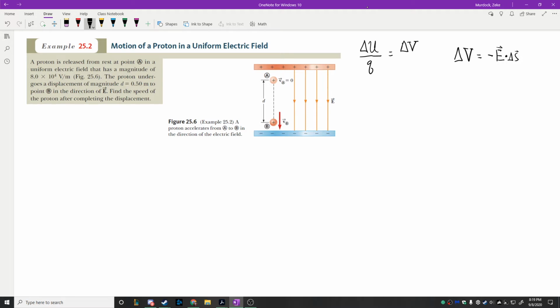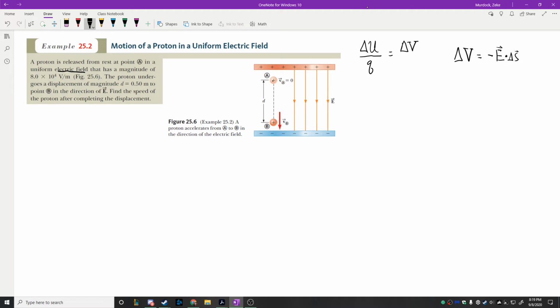Notice in the problem they've given us electric field, 8 times 10 to the 4 volts per meter. So that's not voltage, right? I think our goal here is to connect the change in voltage to the change in potential energy, and to use that to find the change in kinetic energy and relate that to the velocity at this point. That's kind of our goal here. All right, let's solve for this part first.